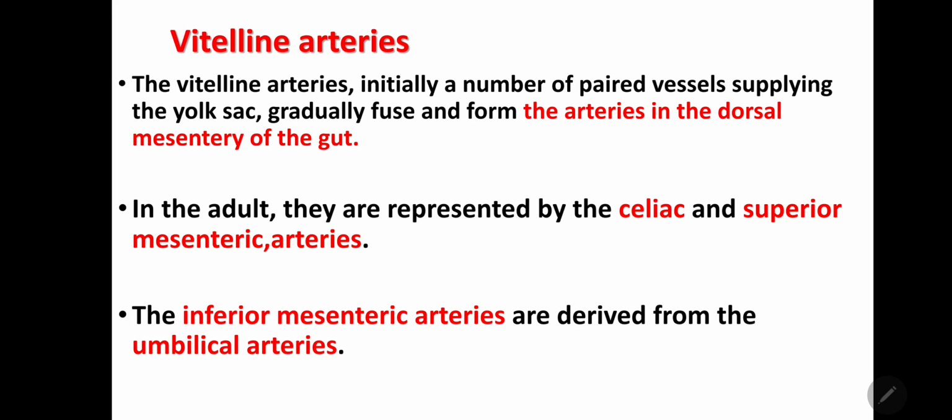So coming to the development of the Vitelline arteries, they are initially a number of paired vessels supplying the yolk sac. That's why they are called Vitelline arteries. They fuse to form the arteries in the dorsal mesentery of the gut. In adults, they form the celiac and superior mesenteric arteries, whereas inferior mesenteric arteries are derived from the umbilical arteries.